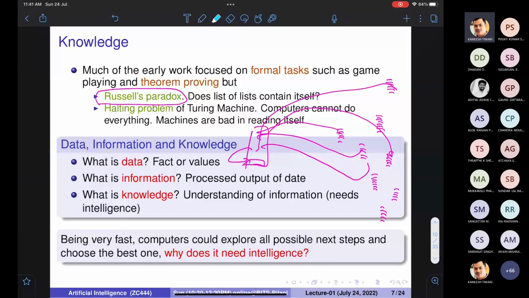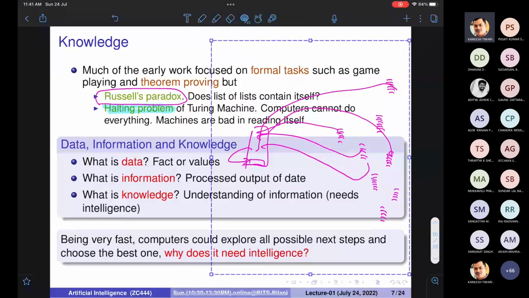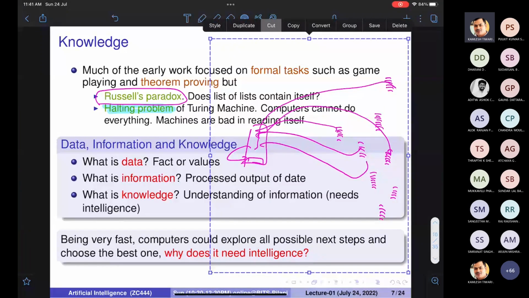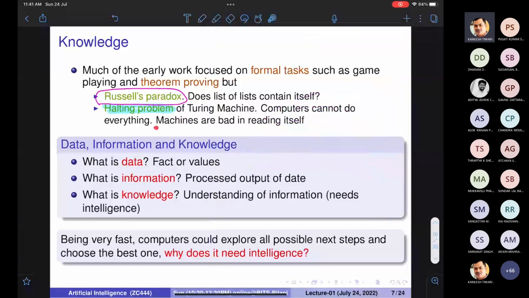Similarly, the halting problem, a few minutes back we talked about this, Turing machines: computers are not good at everything. A machine is bad at reading itself. A computer cannot do that particular part. So that's why the halting problem. There are a few things which a computer actually cannot do.